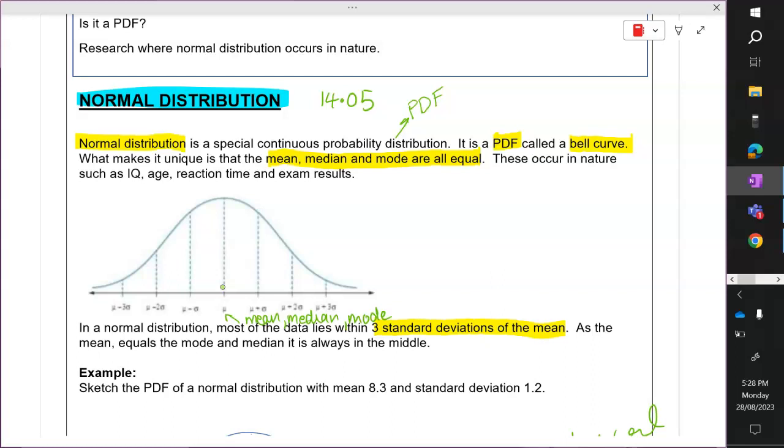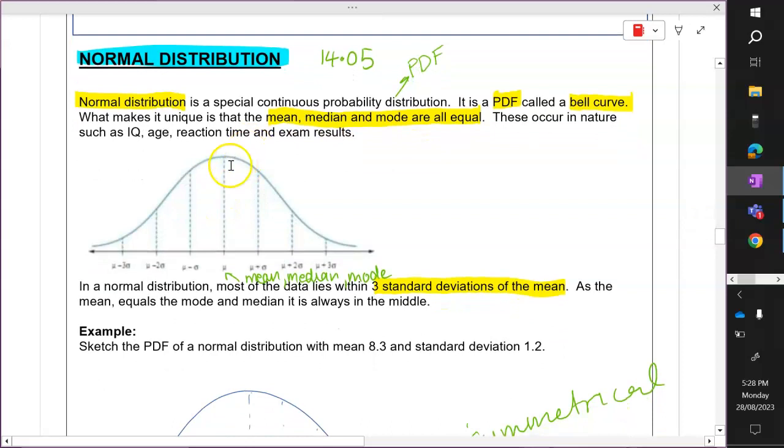And it's a graph that's used a lot. If you go to uni, you'll use this a lot in your statistics subjects or your psychology subjects. And we need to get really familiar with it. It's symmetrical, okay? So it's perfectly symmetrical. That's the first thing we want to look at.